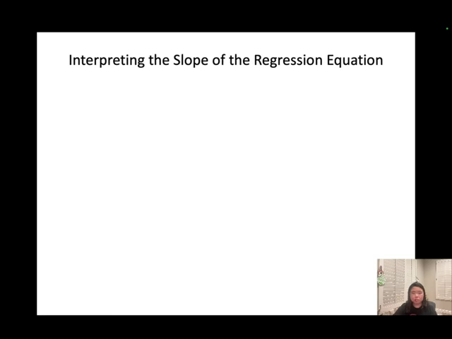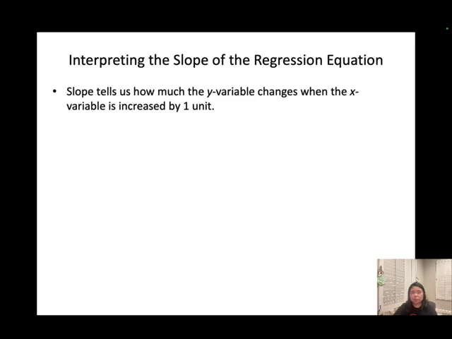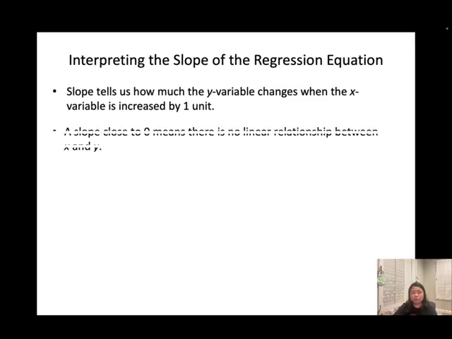Interpreting the slope of the regression equation. Slope tells us how much the y variable changes when the x variable is increased by 1 unit. And a slope close to 0 means there is no linear relationship between x and y. So think about it. The regression equation is y hat equal to b naught plus b1x. So if b1, the slope, equals 0, that means y hat will be equal to the y-intercept, right? So that means there is no linear relationship.